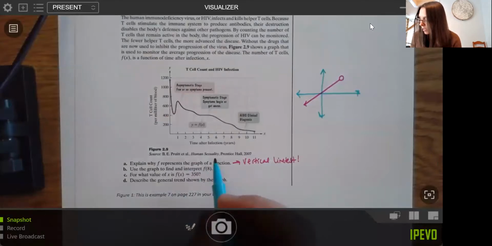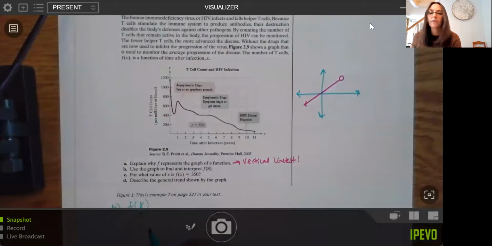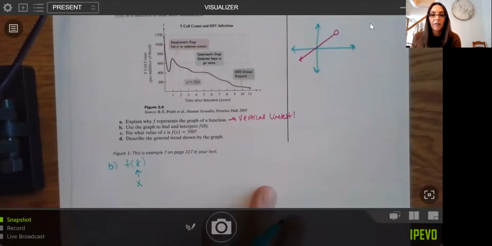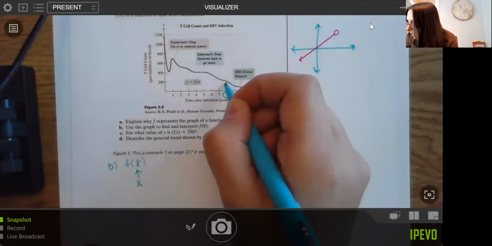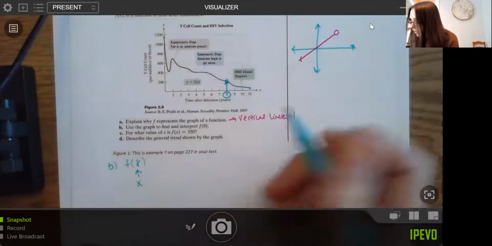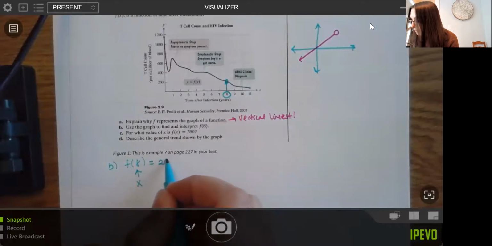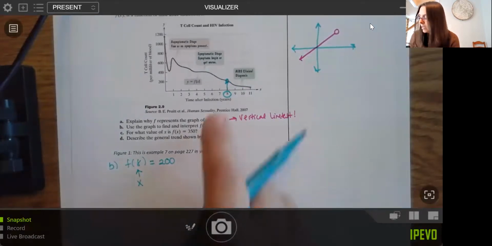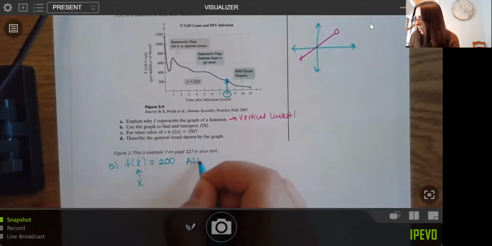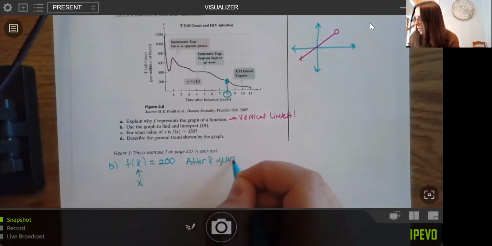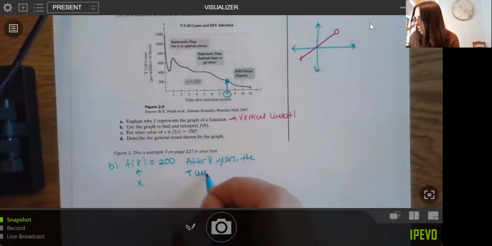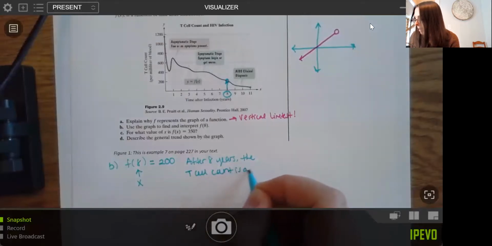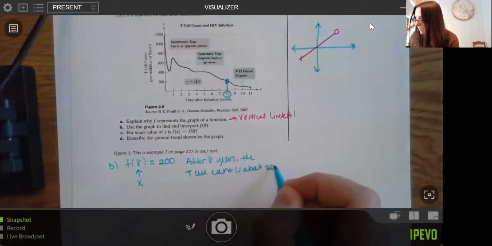So for B, we're looking at f of 8. So that inside value, remember, is your x value. So we're looking at 8 here for our x value. So here's x is 8. And if I go up, I can see that my point looks to be about 200. So f of x looks to be about maybe 200. So 8 is in years. So after 8 years, and then y is your T cell count. The T cell count is about 200.